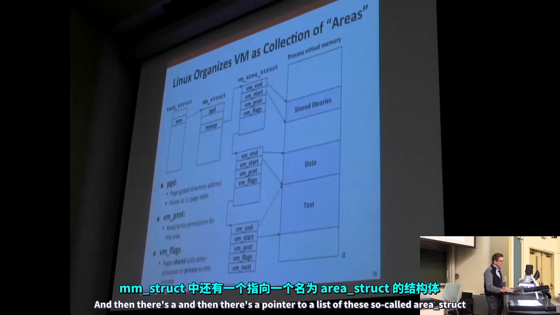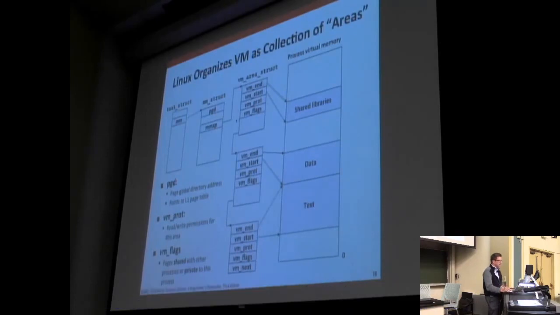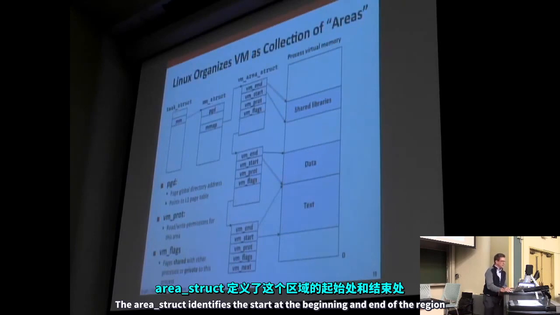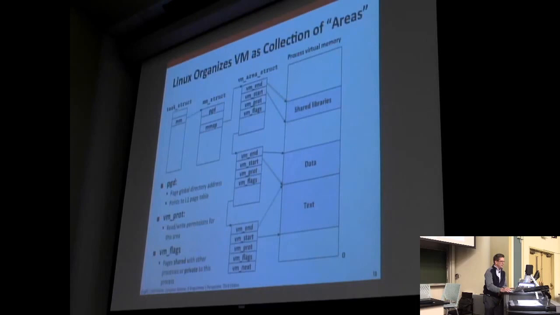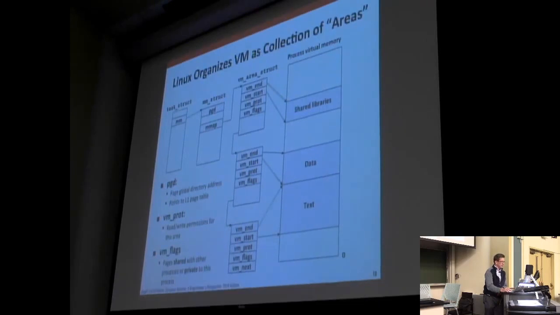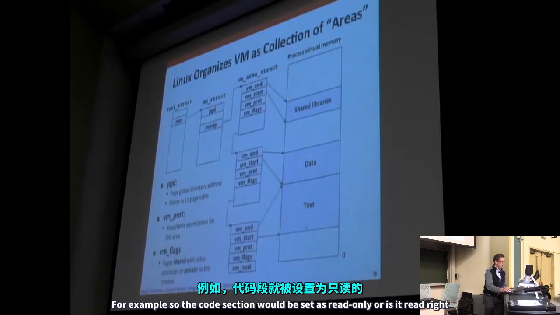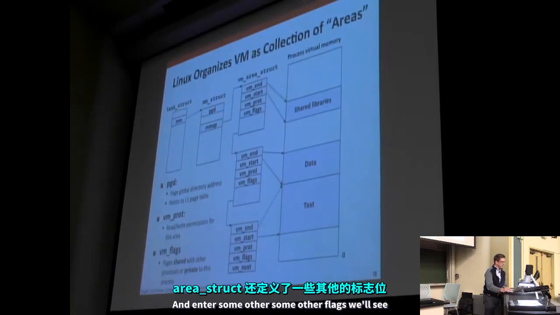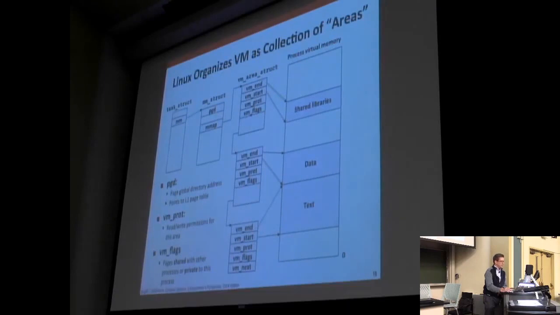And then there's a pointer to a list of these so-called area structs. The area struct identifies the beginning and end of the region, and any protections, like is this a read-only region? For example, the code section would be set as read-only, or is it read-write? And then there are some other flags, which we'll see later.